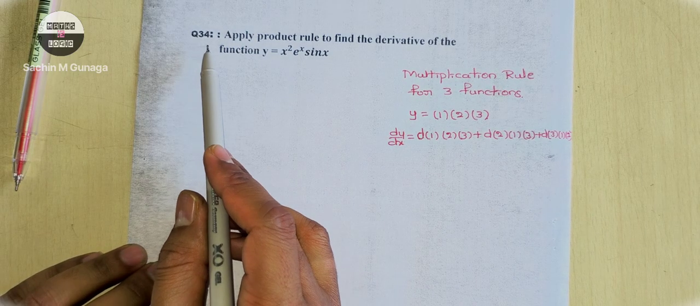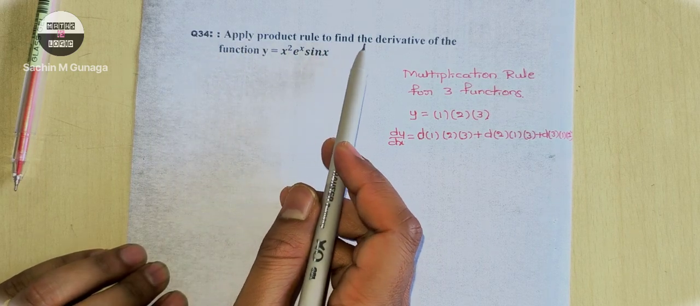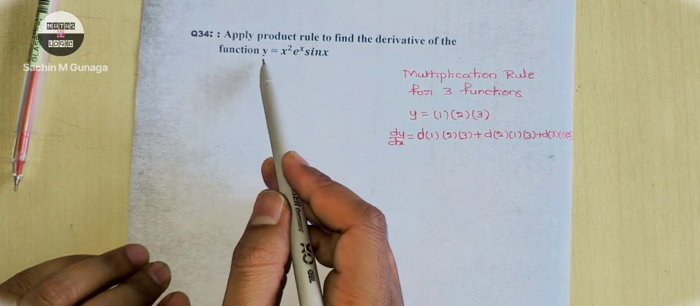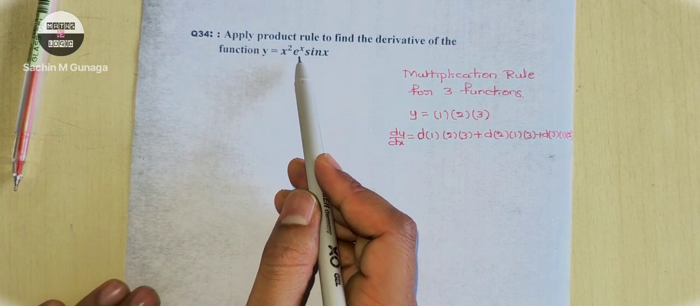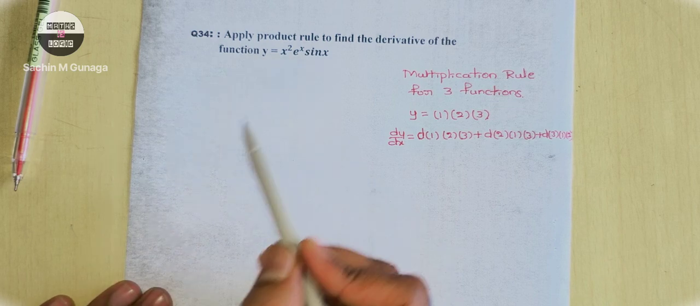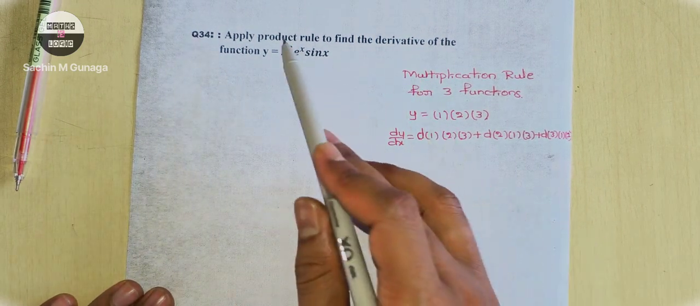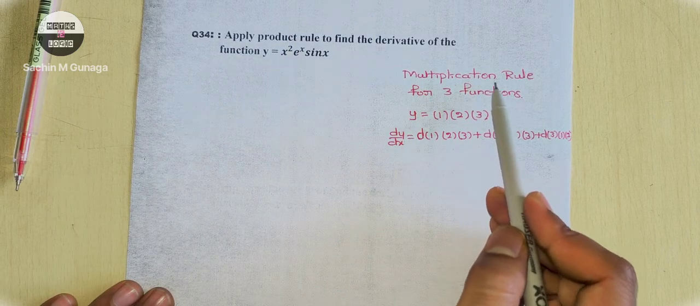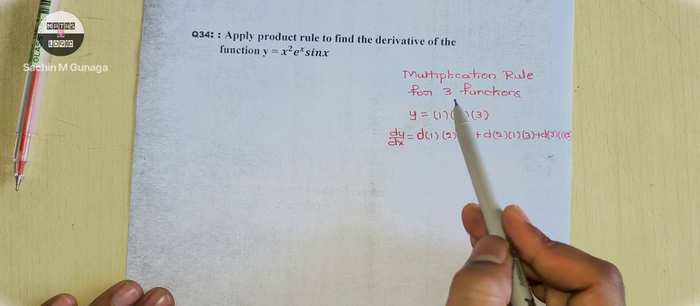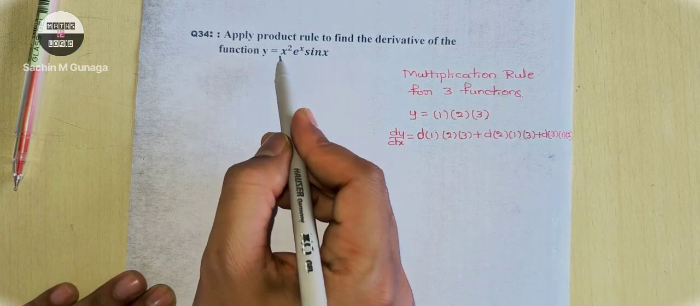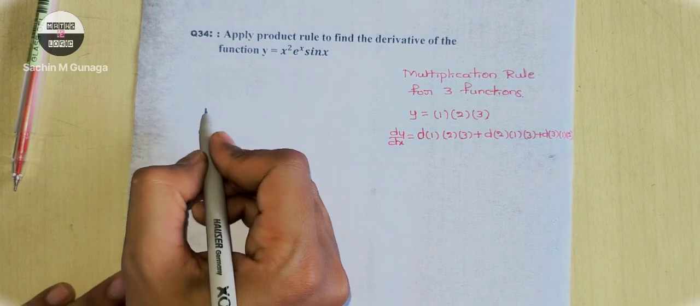Next, question number 34. Apply the product rule to find out the derivative of the function y is equals to x square e power x sin x. So if you want to solve this example, here we are going to apply the product rule, or it is also called the multiplication rule. For how many functions here? 3 functions, because here 3 functions are given.